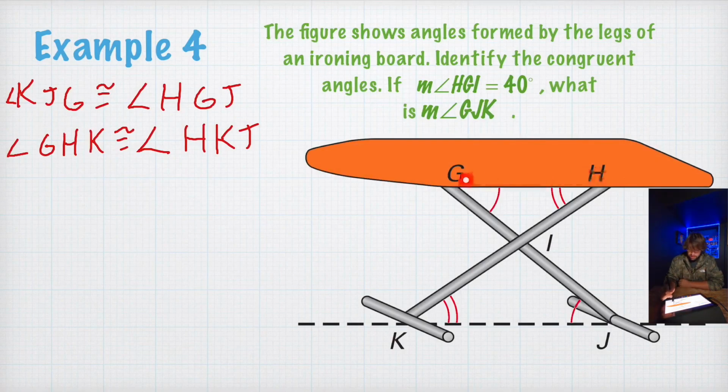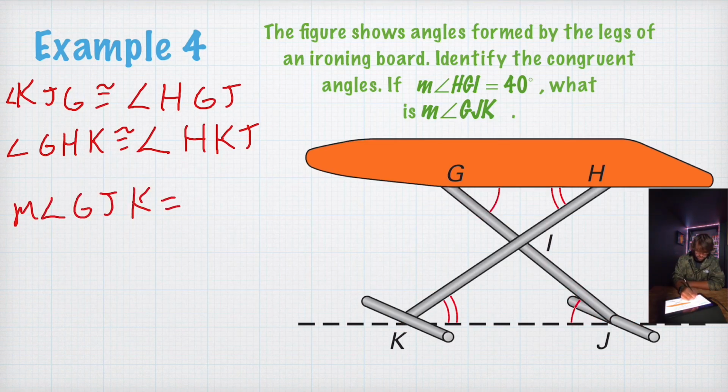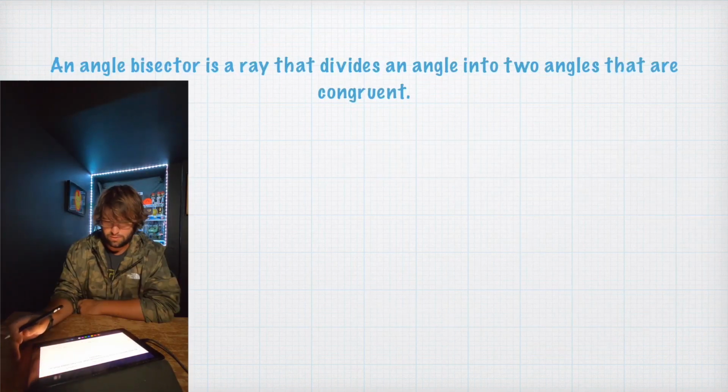Now it says HGJ, this angle right here, is 40 degrees. So what is the measure of GJK? Well, those two angles are going to be congruent, so the measure of angle GJK is going to equal 40 degrees also. Okay?